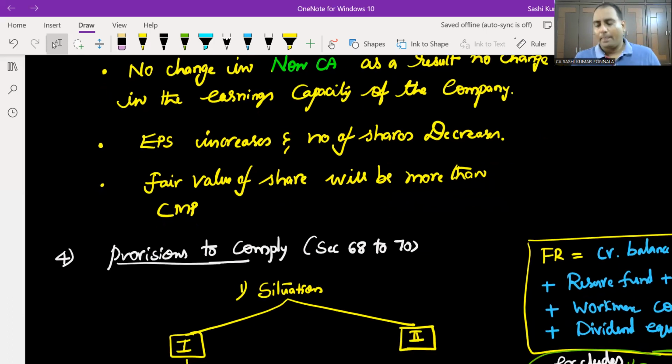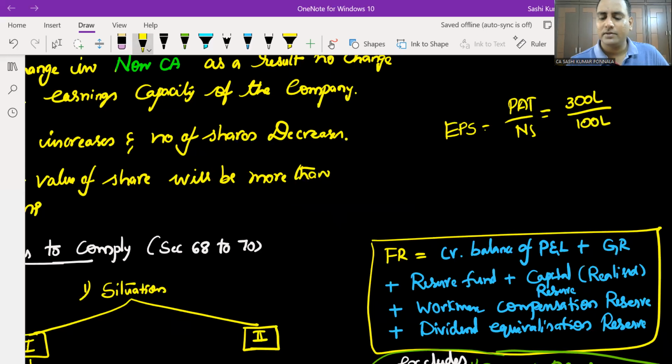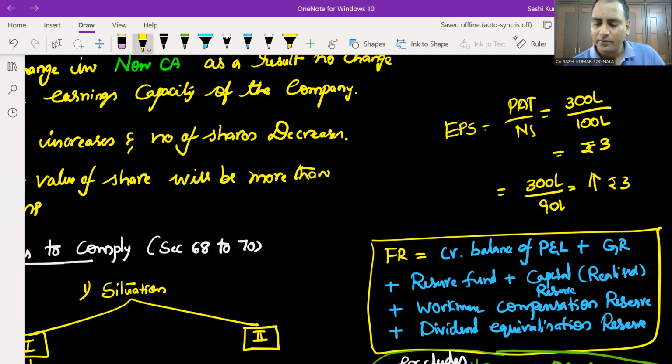As a result, what happened? See this. How is the EPS calculated? PAT divided by number of shares. 300 lakhs of profit, post-tax profit, is reported by the company, with 100 lakh shares. What is the EPS? 3. Now, your earnings remain at 300 lakhs, but the number of shares decreases to 90 lakhs. So this will boost your EPS. Now, the EPS of the company increases to 3.33.